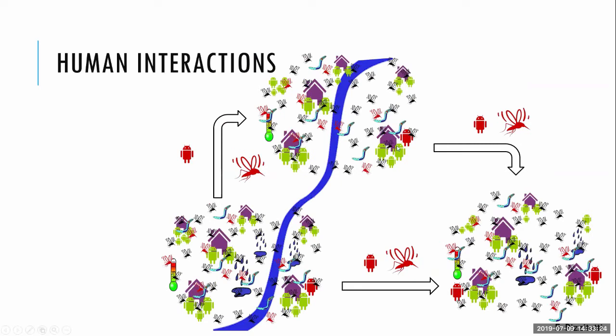Also, you might have several villages and people traveling between villages and spreading malaria that way. So you have to account for all these levels of interaction.